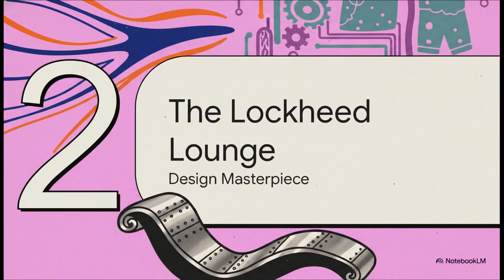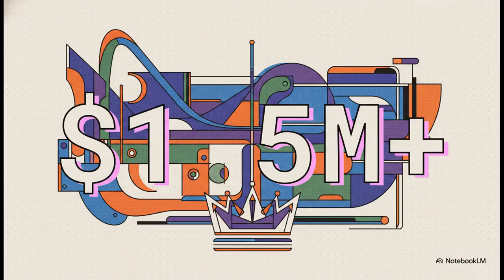Moving right along to our next major focus, the Lockheed Lounge. Now that we have the macro scale of his work, let's zoom in on the micro. We're going to slow the pace down for a second to look at his definitive early masterpiece, the piece that literally launched him into global stardom, the Lockheed Lounge. To really grasp the global significance of this specific piece of sculptural furniture, just consider its staggering auction price. We're talking over $1.5 million. That makes it one of the most expensive pieces of furniture ever sold by a living designer. It is a monumental achievement in design history, but where did that crazy fluid shape actually come from?